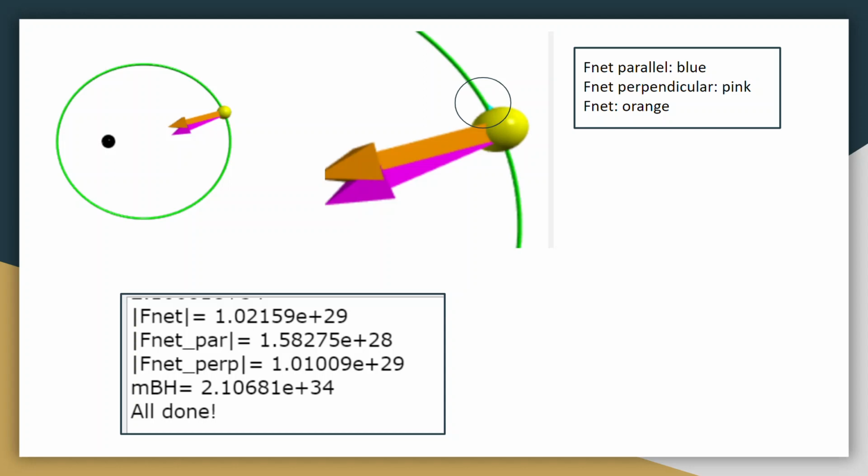The orange arrow is my Fnet because it is pointing towards our single force acting on it, which is the black hole. The pink arrow is my Fnet perpendicular because it is pointing in towards the center of said kissing circle for my star. And below I have my Fnet, Fnet parallel, Fnet perpendicular, all calculated out. And then the mass of my black hole, as stated previously, is about 2.1 times 10 to the 34th.